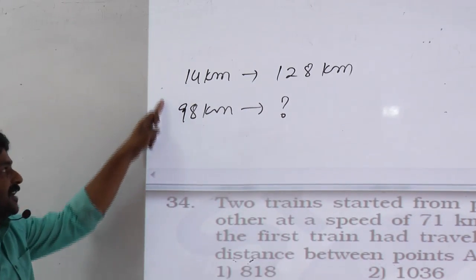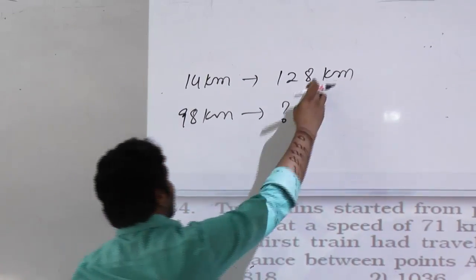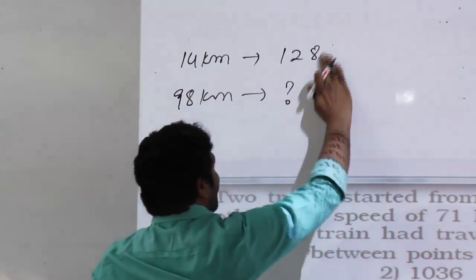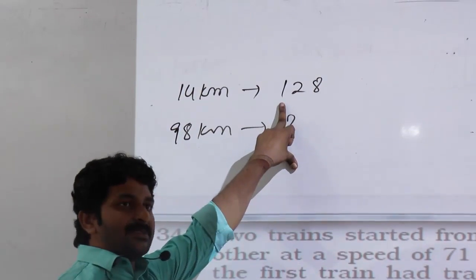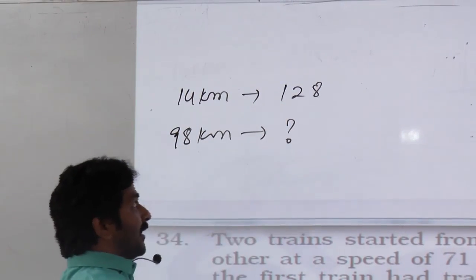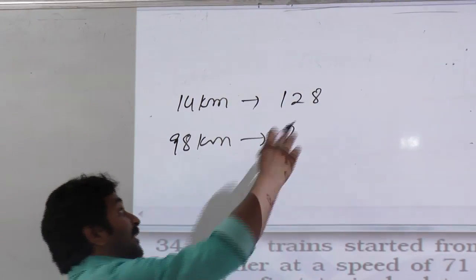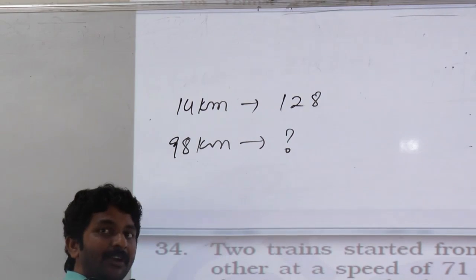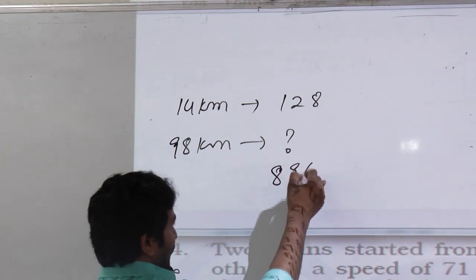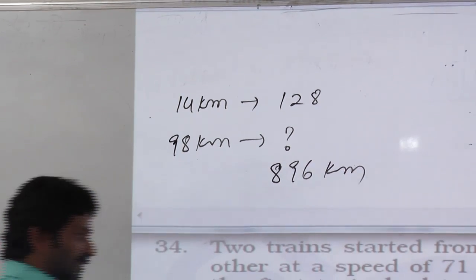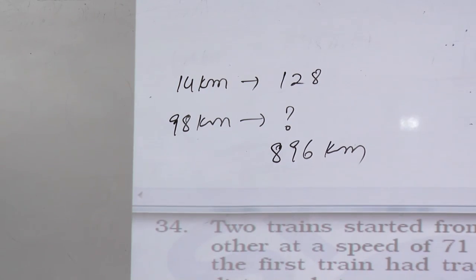7 times 14 is 98. Yes or no? How many times? 7 times. 7 times of this number is your answer. Wait. 7 times 128: 700, 7 times 28 is 196. Total 896. 896 is the distance between the 2 trains. Distance between the 2 stations.